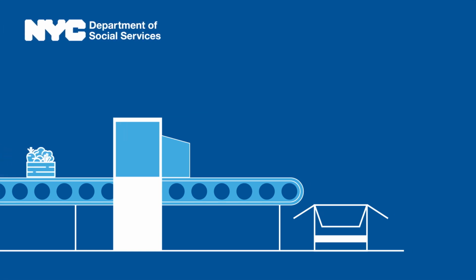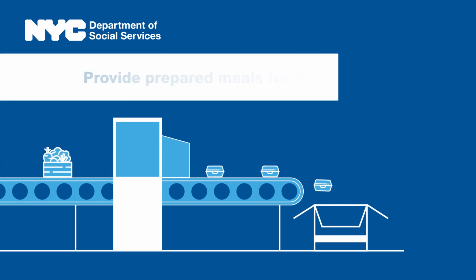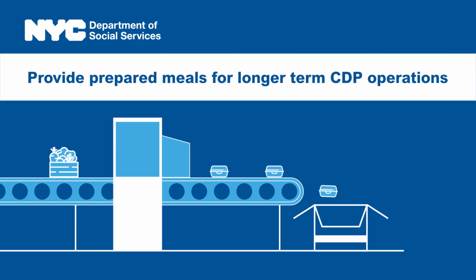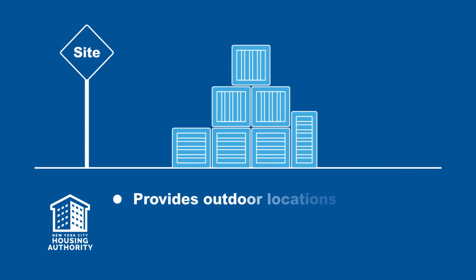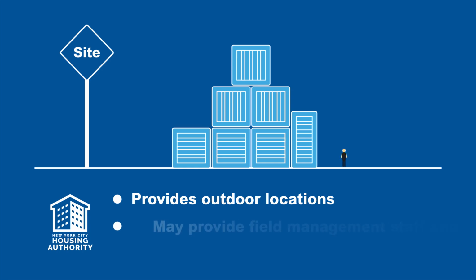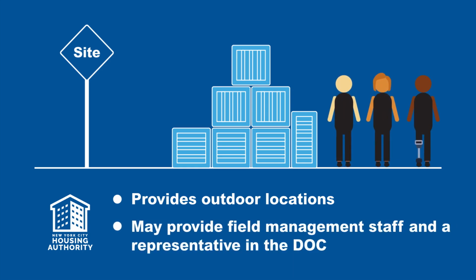The New York City Department of Social Services, or DSS, holds the fresh food contracts that would be activated to provide prepared meals for longer-term CDP operations. The New York City Housing Authority, or NYCHA, also provides outdoor locations that can be used for commodity distribution. NYCHA may provide field management staff and a representative in the DOC if their locations are being utilized.